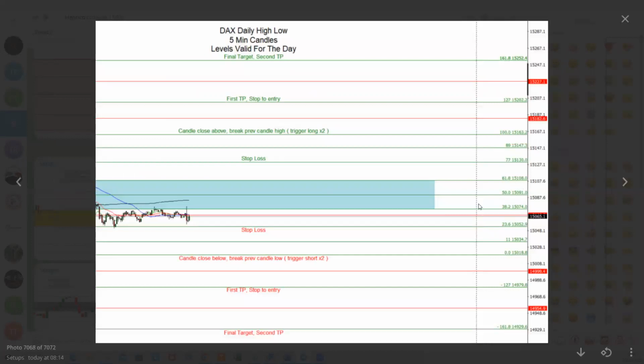On the DAX daily high-low, currently between levels of 23.6 and 38.2. If you look at the moving averages, looks like trend is down. 21 is slightly above 8. So with that, we want a candle close below the zero level, break previous candle low to aim for the minus 127 first TP, minus 161.8 second TP, and stop loss being at the 23.6. Remember, guys, same rules apply with the red lines.